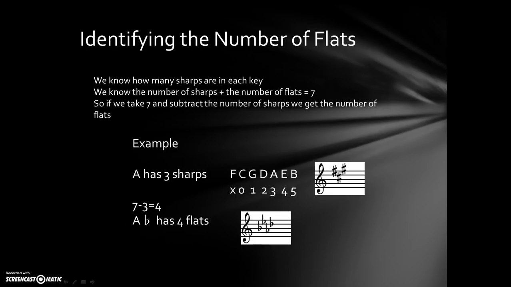Identifying the number of flats. We know how many sharps are in each key, because F is the exception, C has 0, G has 1, D has 2, A has 3, E has 4, and B has 5. We know the number of sharps plus the number of flats equals 7. So if we take 7 and subtract the number of sharps, which we know how to find, we can get the number of flats. For example, A has 3 sharps. So if we take 7 minus 3, we get 4. A flat has 4 flats.